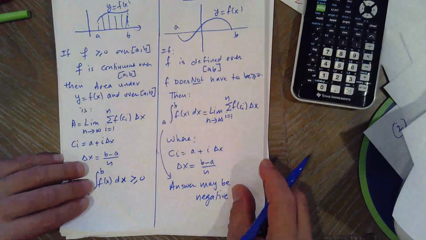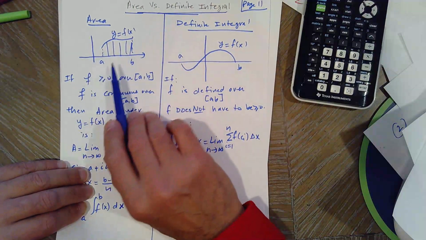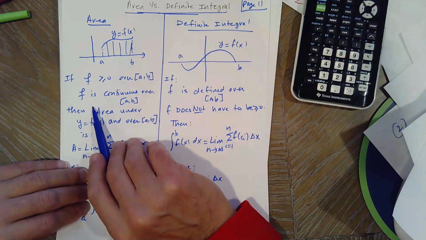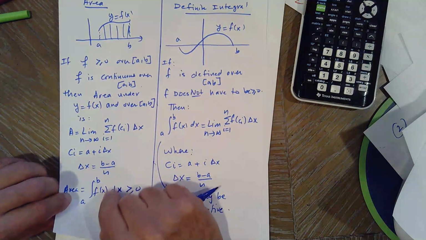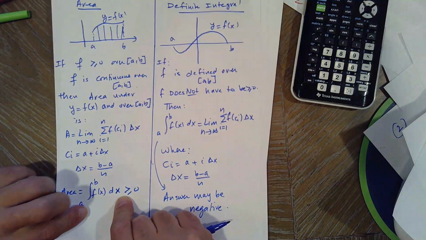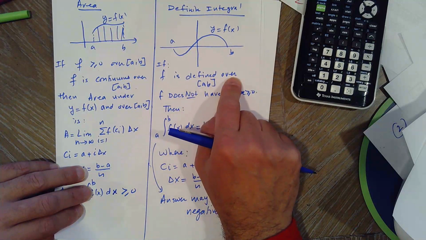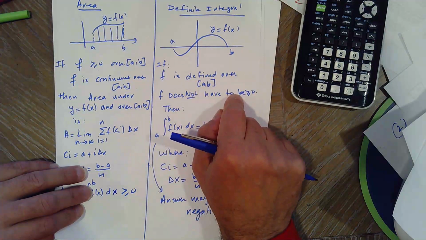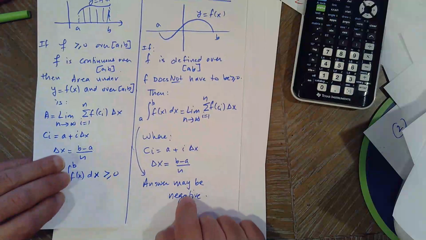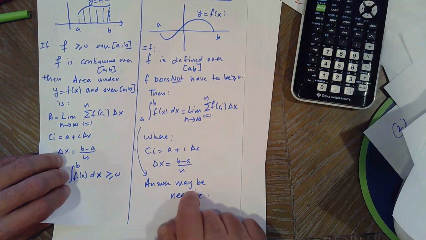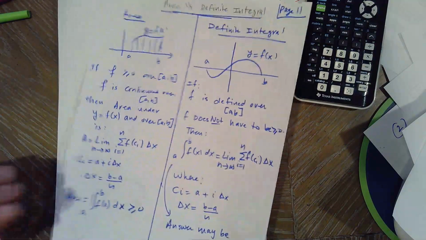So here's a handout, page 11, just the difference between area and definite integral. For area, the function has to be non-negative, it has to be continuous, and the area is the limit of the sum of f of ci delta x, which is the definite integral, and area is always positive. In the case of an integral, the function has to be defined. It doesn't have to be continuous, it doesn't have to be greater or equal to 0. Same formula, but the answer may be negative here. Could be anything, because you're finding the area above and below the x-axis, okay?